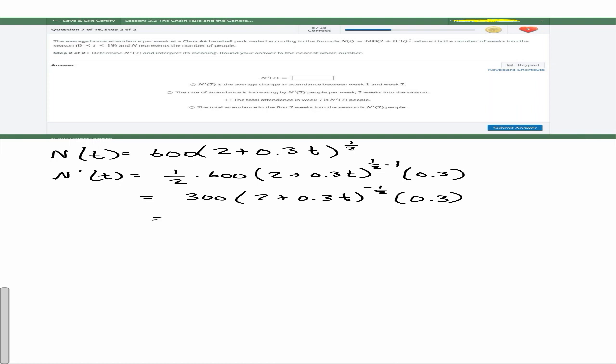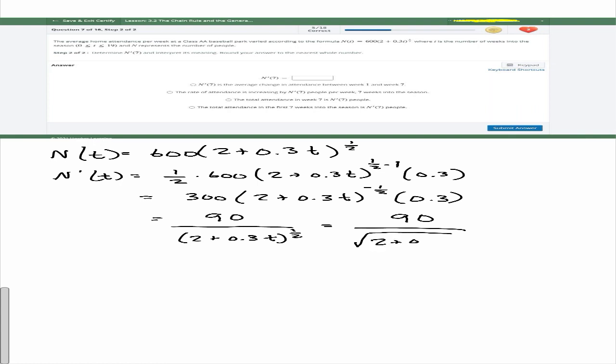Now to clean this up even further, 300 times 0.3 would be 90. And then since (2 plus 0.3t) to the negative 1/2 is a negative exponent, that would actually come down to the bottom. So that would be (2 plus 0.3t) to the 1/2. For us to type in the calculator, we can do 90 divided by the square root of 2 plus 0.3t. All right, so that right there is generic N prime of T.